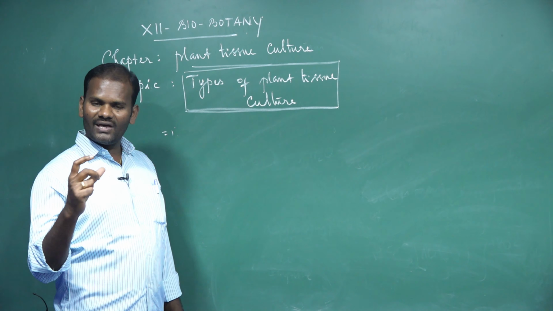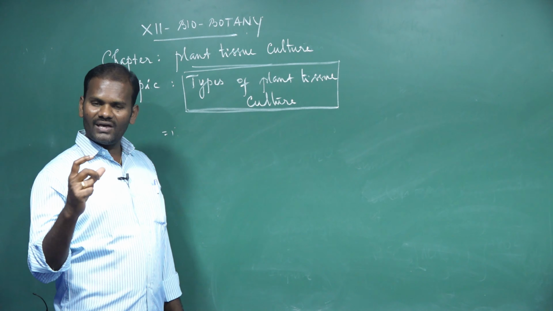So based on the explant, there are four types of plant tissue culture: organ culture, meristem culture, protoplast culture, and cell suspension culture. I will explain one by one. Organ culture. What is organ culture? The organs of the plant body, such as root, stem, leaf, and there may be ovary, anther, we have to select from the desirable plant. It is introduced onto the culture medium for the development of a new plant body. These are called organ cultures.